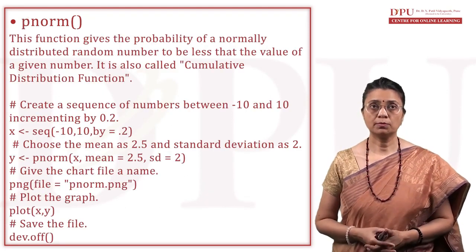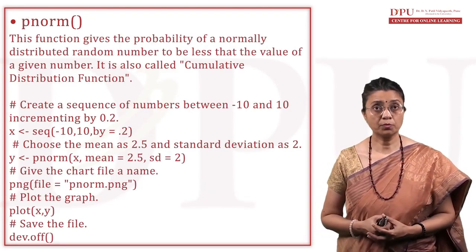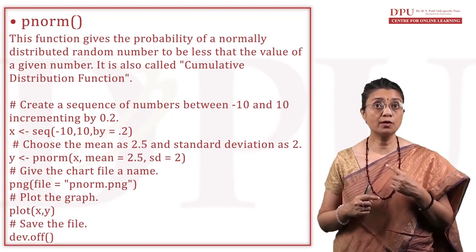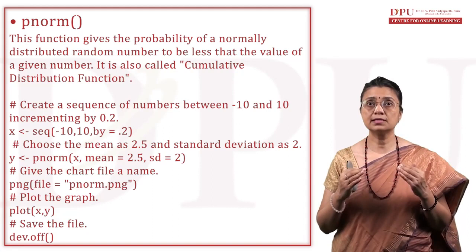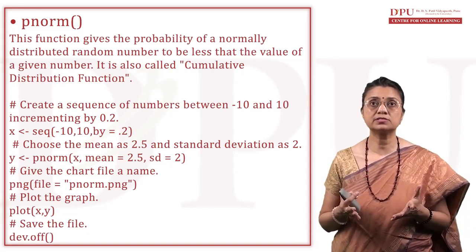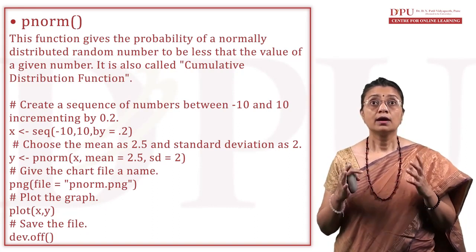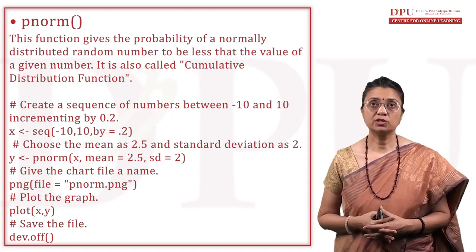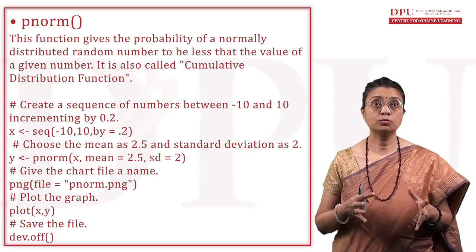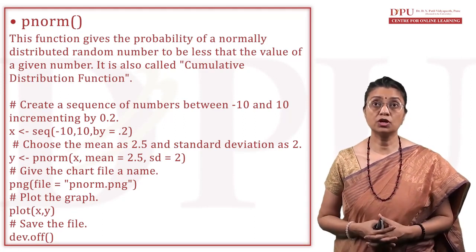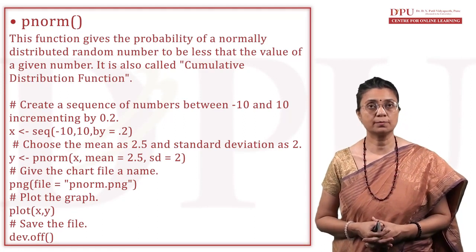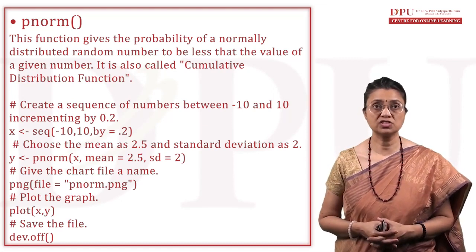Let's talk about pnorm now. This function gives a probability distribution of a normally distributed random number. So I'm saying there is a random number which is normally distributed. So what is the probability of a normally distributed random number to be less than the value of a given number? It is also called cumulative distribution function. We call it cumulative distribution function.